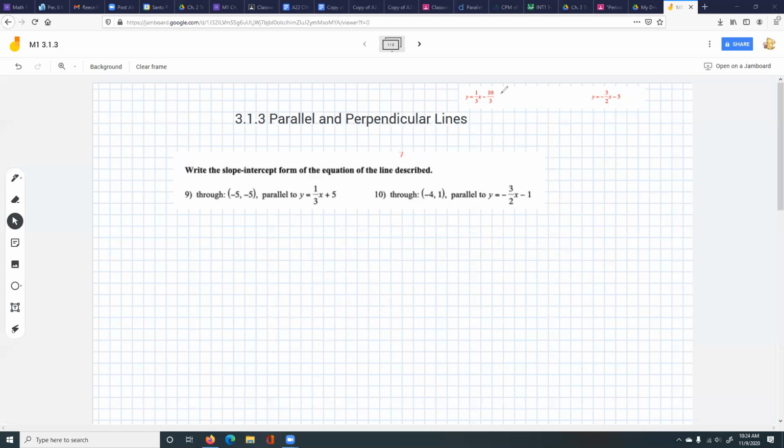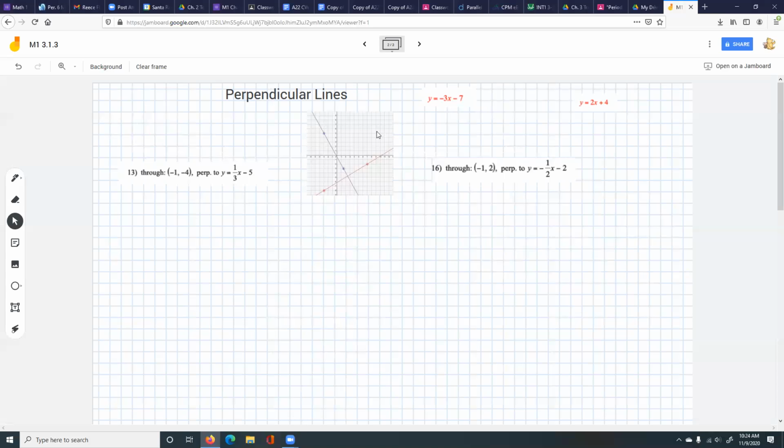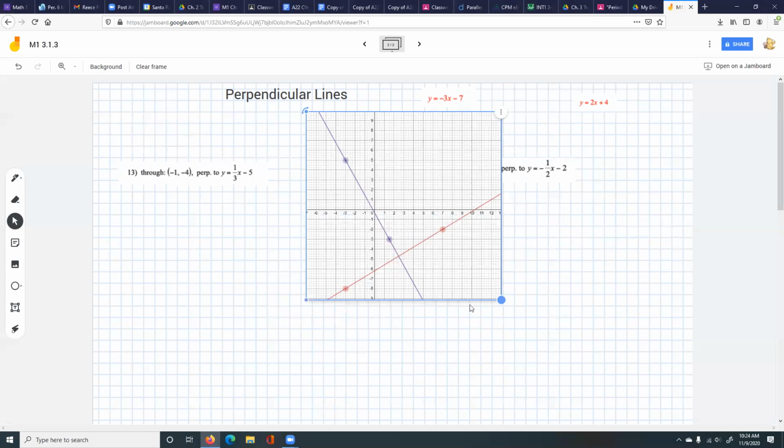and then go to the next slide. Perpendicular lines. Okay, so here's an example of two perpendicular lines. What does perpendicular mean? They're not quite perpendicular, but they're supposed to be. Okay, who knows what perpendicular means? Somebody unmute yourself or type it in the chat. Different from parallel, right?